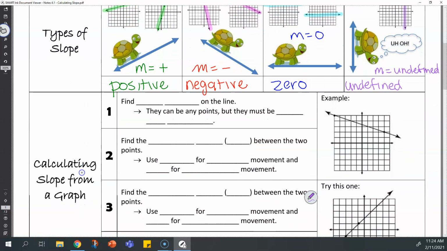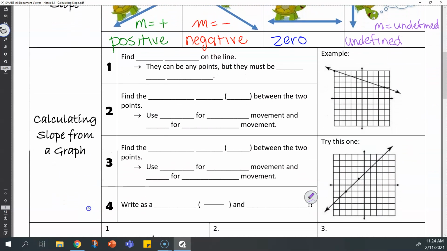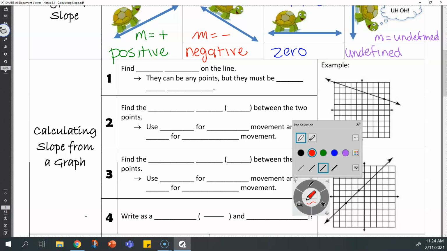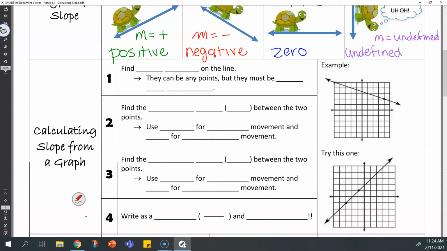All right, so now that we kind of understand our slopes, we can calculate those slopes based on the graph that they give us. So our first step is going to be to find 2 points on the line. Sometimes they'll give you those 2 points, like in this example, they give us this point, and that's great. But the benefit of this is that you can use any 2 points on the line.